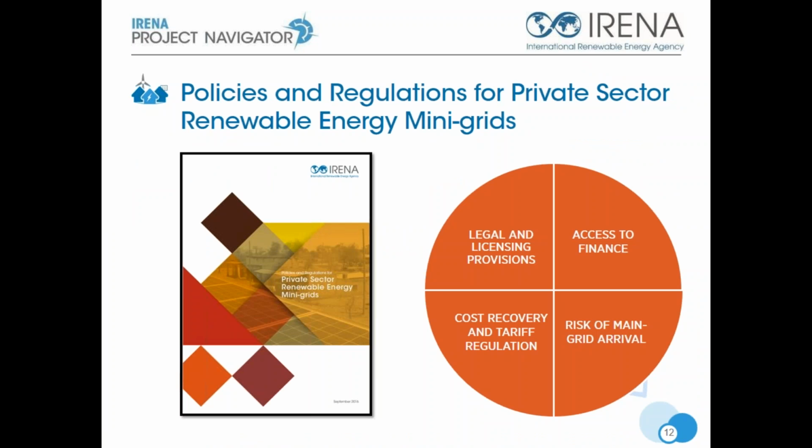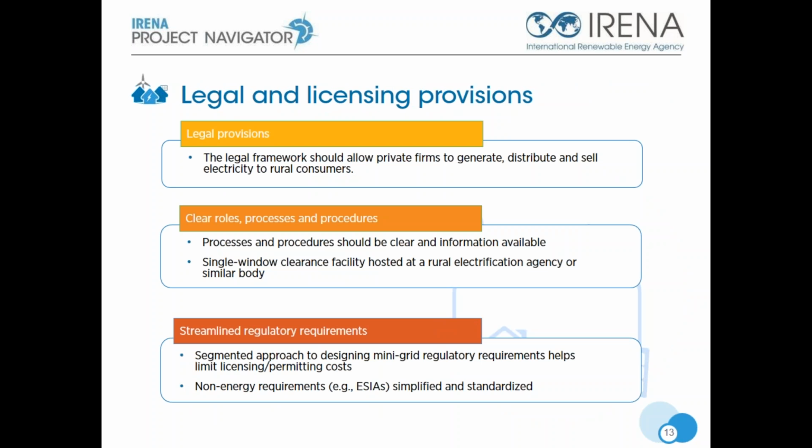The report is based on diverse case studies and analyzes general and technology-specific policies and regulations needed to scale up private sector mini-grid development. The report focuses on 4 main aspects: legal and licensing provisions, cost recovery and tariff regulations, risk of main grid arrivals, and access to finance. The report can be downloaded from the IRENA website, but in this presentation I would like to briefly highlight some of the key messages. Next slide, please.